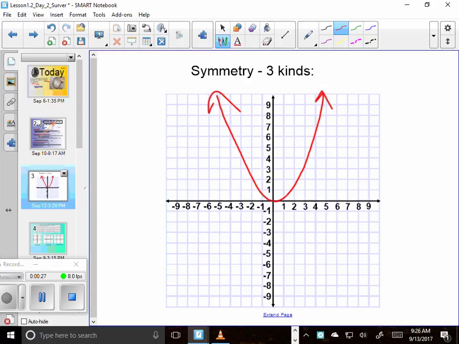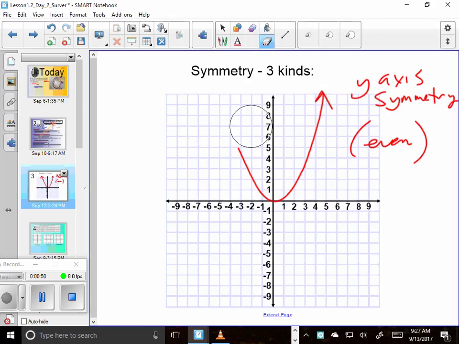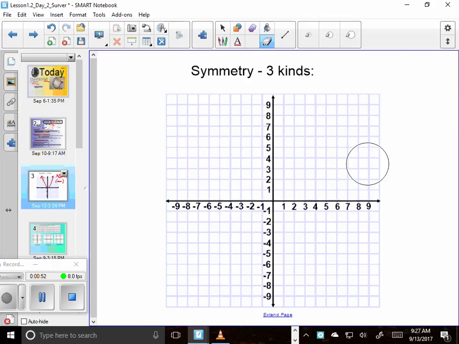Okay, and y-axis symmetry is called even. That's an even function. All right. Now there's another kind of symmetry. Take a wild guess what I'm going to call it. Odd. Okay, and if a function has odd symmetry, then its kind of symmetry goes like this.